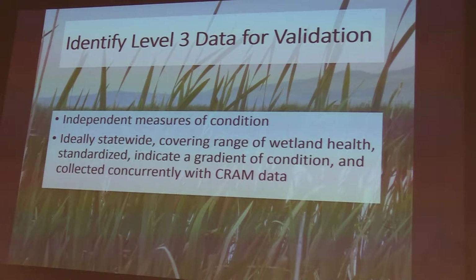In the process of validation, we have to identify the level 3 data that we can use to assess the efficacy of CRAM. The ideal data set would be statewide, that covers a range of wetland health. It's a standardized assessment throughout the state, truly indicates a gradient of condition, and ideally is collected at the same time as the CRAM data. So in this talk, I'm going to go through the 3 wetland types and show some of the data that we collected and just a few of the results that we got.